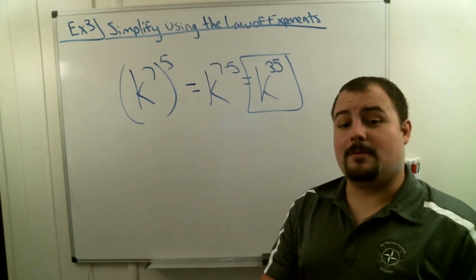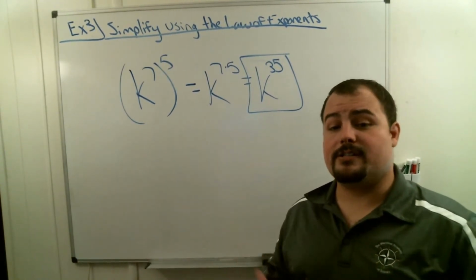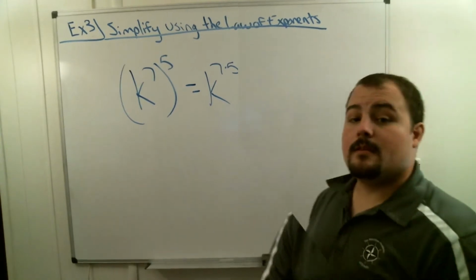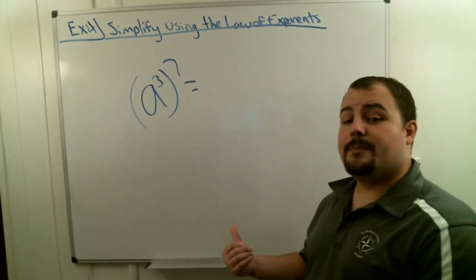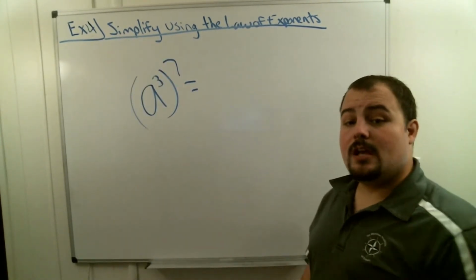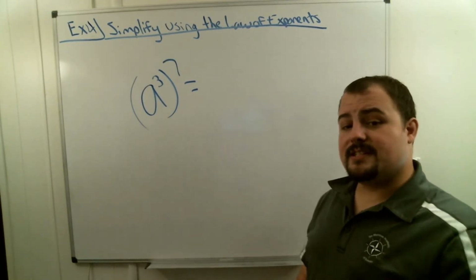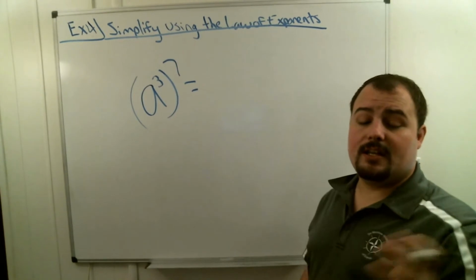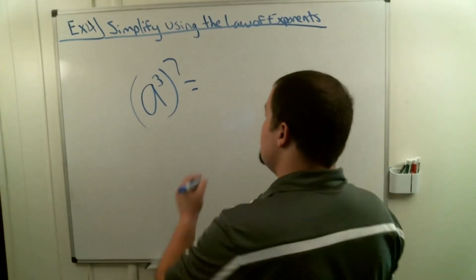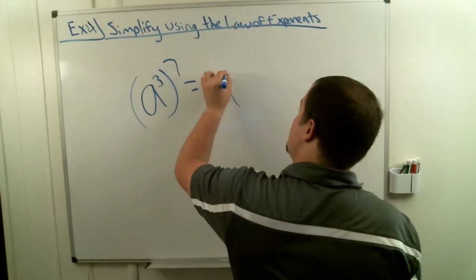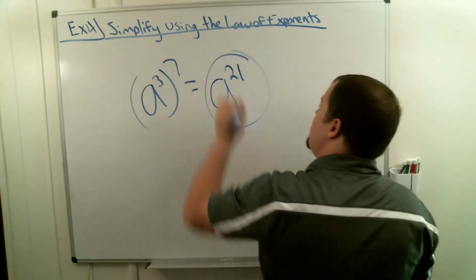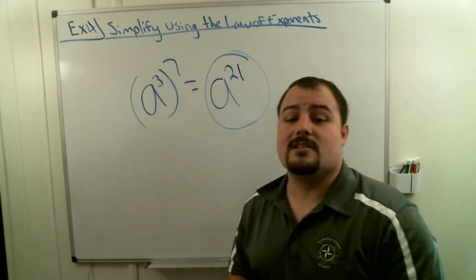Let's try another example. This time, see if you can do it on your own. Go ahead and pause the video on the next slide and see if you got it. In example 4, we got a to the power of 3 going to the power of 7. If you feel like you got it, go ahead and write down the answer. I'm going to go ahead and solve this. This is a to the power of 3 times 7, and 3 times 7 is 21. So, this is a to the power of 21. That's how easy some of these problems are.